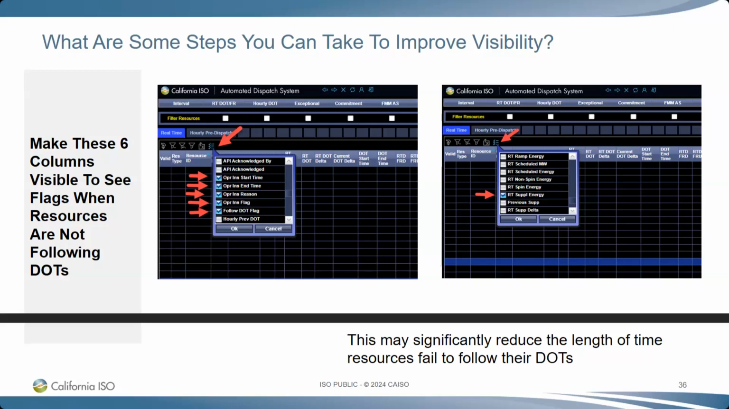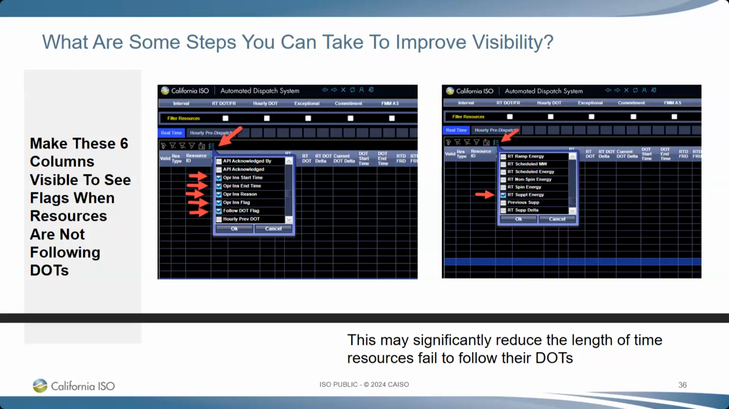The ones that you're going to want to have open are the operating instruction start time and end time, the reason for the operating instruction, the flag, and then the follow DOT flag. Also, having the real-time supplemental energy open is important too. These particular ones were identified by grid operations as the best ones to be taking a look at.